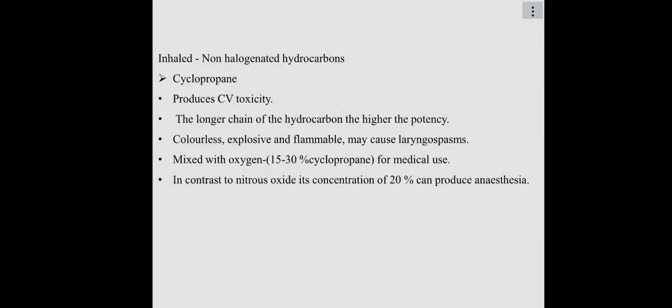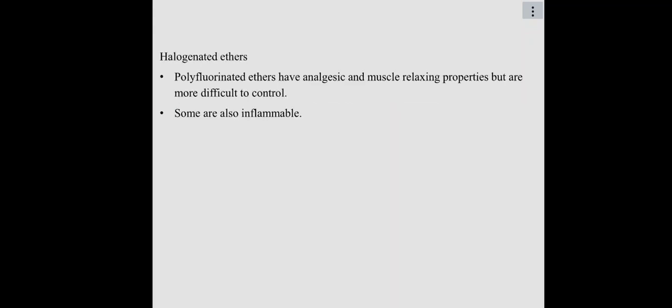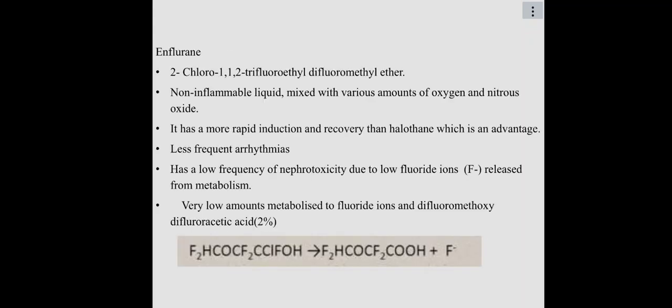So we say one or two things about it, not much. We're going to say something about halothane, enflurane, and we can say it's 2-chloro-1,1,2-trifluoroethyl difluoromethyl ether. So if you draw it, you'll be able to come up with that name. It's a non-inflammable liquid. That is of advantage. It is mixed with various amounts of oxygen and nitrous oxide. So you give it as a combination for maximum activity. It has a more rapid induction and recovery than halothane, which is an advantage.